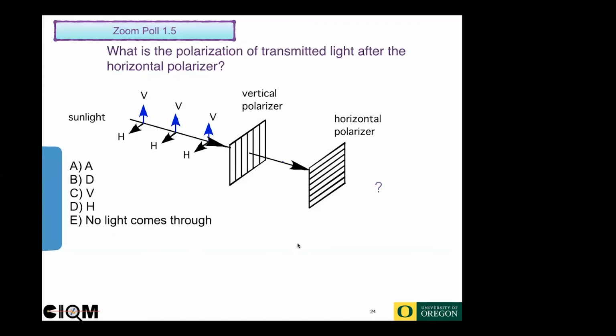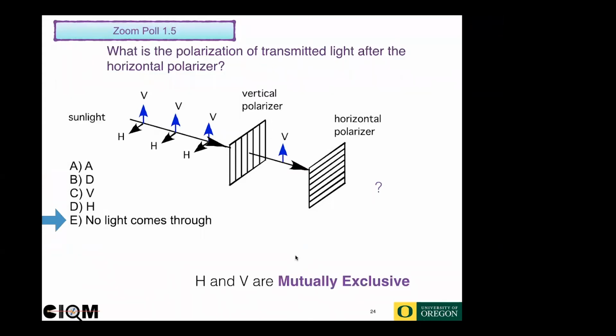Okay, so no light comes through, and there it is. Vertical goes through, but of course it gets blocked. Now here's a new word, mutually exclusive. This word will come up later in the quantum context. H and V are considered mutually exclusive. In this case, they're perpendicular, and if a light wave is purely V, it's definitely not H, and vice versa. It can't be both H and V.